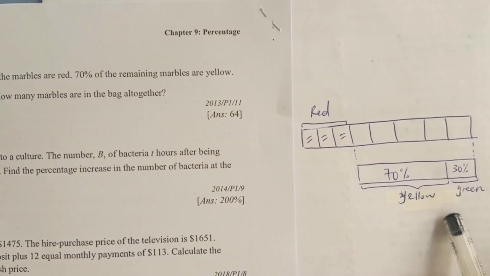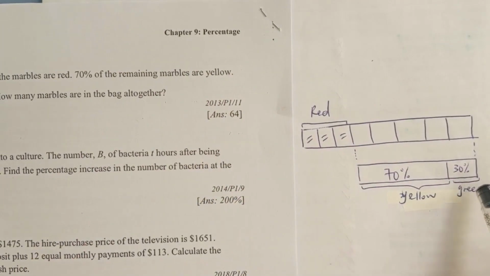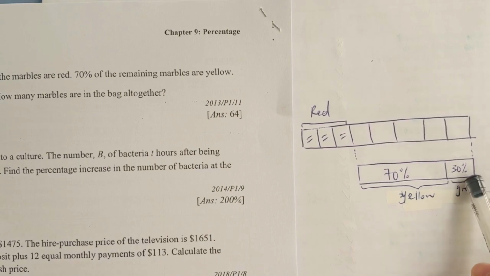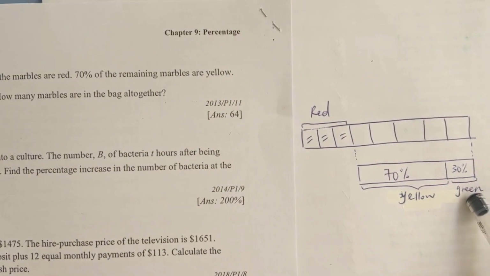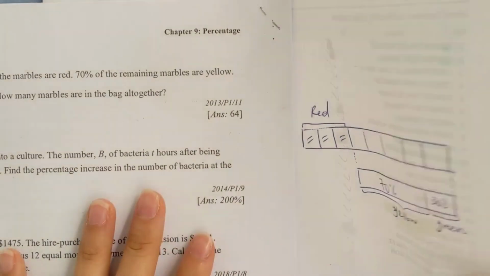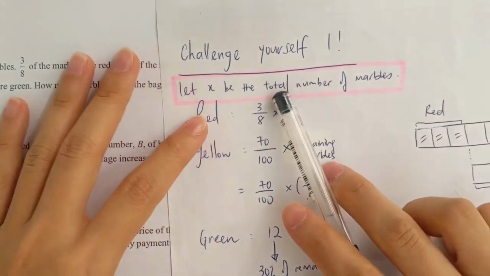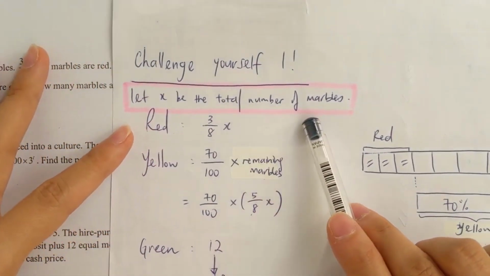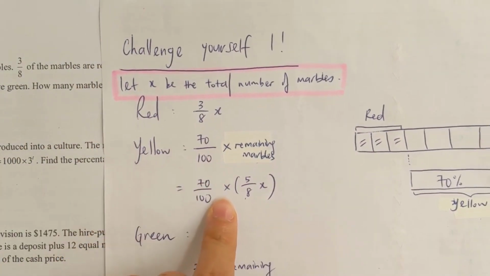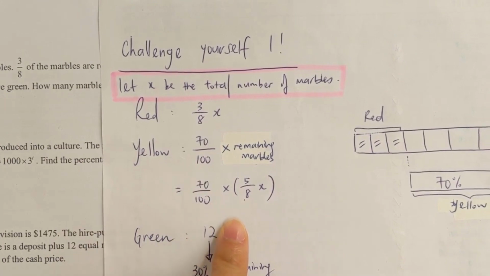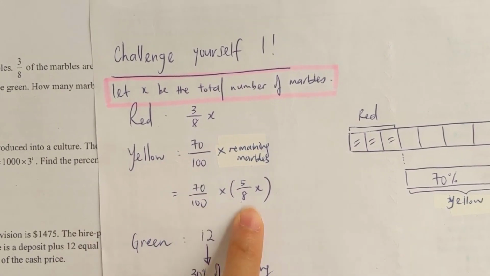So from this diagram, I can very clearly see that 30% of the remaining marbles is actually 12 marbles, because they wrote in the question that there are 12 green marbles. So from here, I will write down, let X be the total number of marbles. Red color is 3/8 of X. Yellow marbles are 70% of the remaining, so it is 70% times the remaining marbles, which is 5/8X.